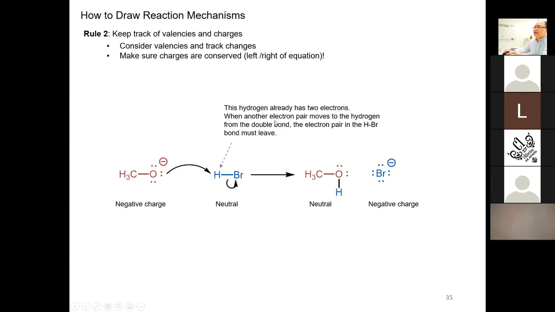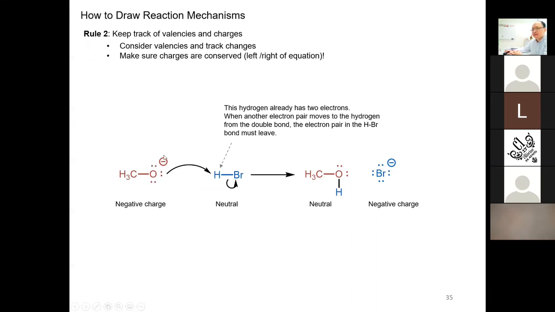When another electron pair moves to the hydrogen here, the electron pair of the H bond must leave to keep the hydrogen, because the hydrogen can only have 2 electrons, right? If you form a bond from the O and the H and still keep this bond, the hydrogen is linked to 2 substituents. That's totally wrong.